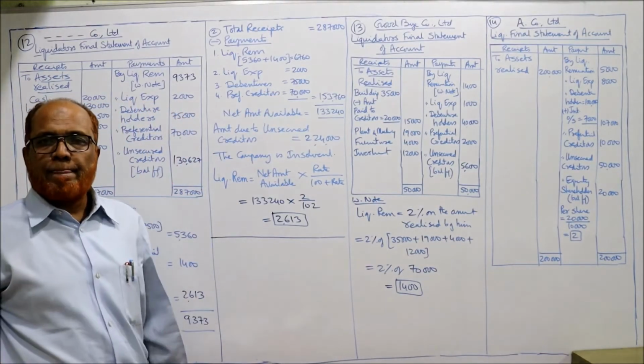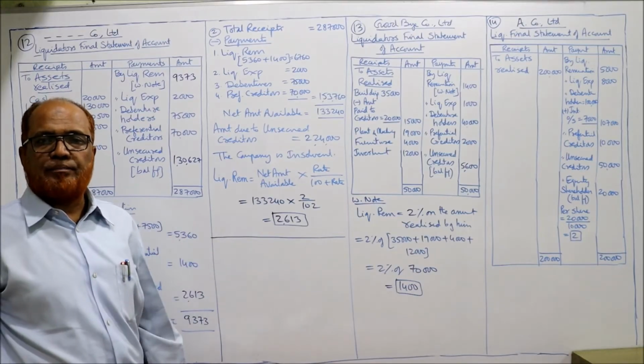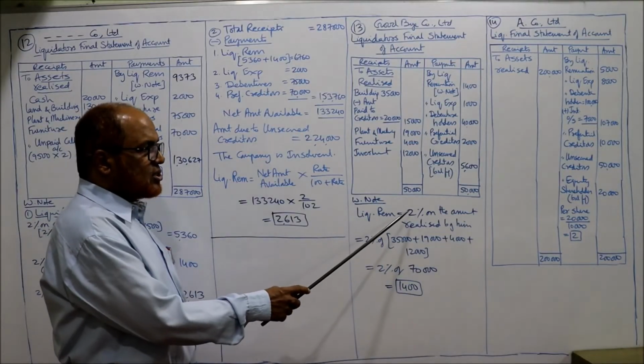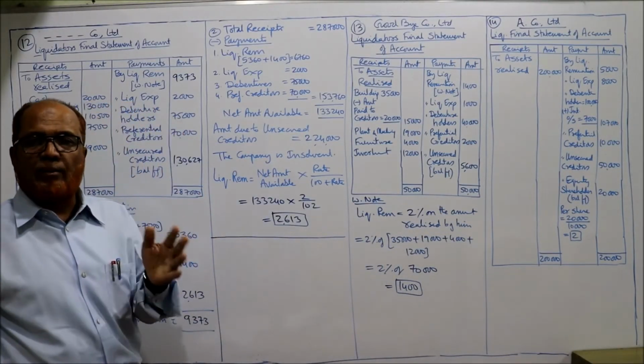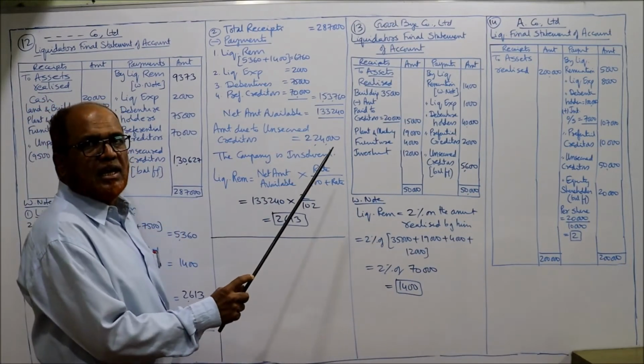One more point. There is no commission on payment made to unsecured creditor. It is given. So liquidator remuneration is equal to 2% on amount realized by him. So 2% of how much amount he has realized?